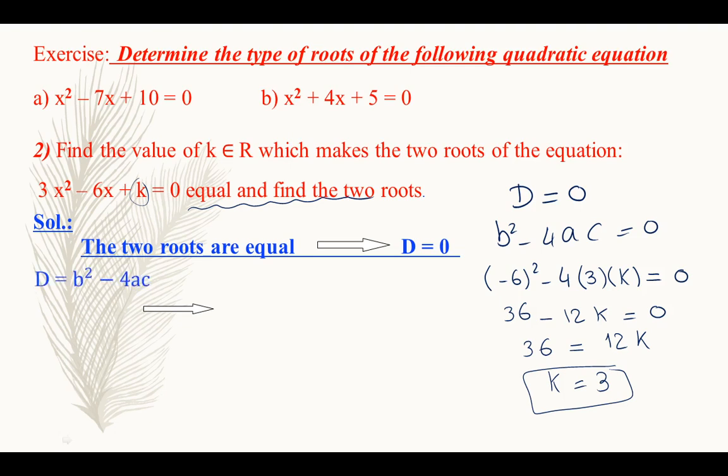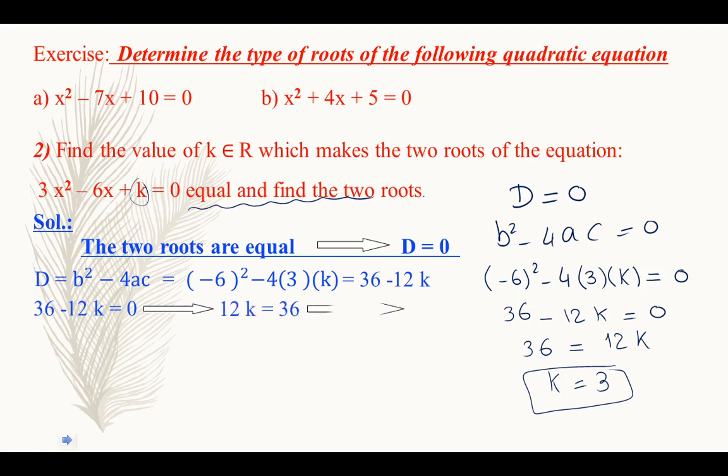The discriminant equals b power 2 minus 4ac. Negative 6 squared minus 4 times 3 times k, so 36 minus 12k. Since the two roots are equal, the discriminant equals 0. 36 minus 12k equals 0, 12k equals 36. That is to say that k equals 3. Now the quadratic equation will be 3x power of 2 minus 6x plus 3 equals 0.